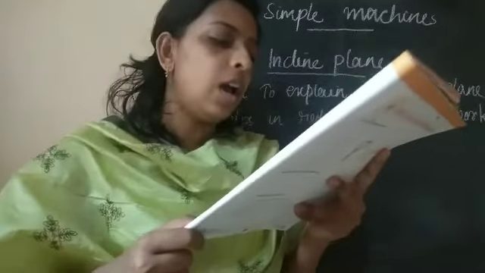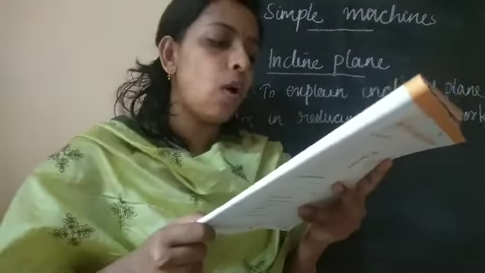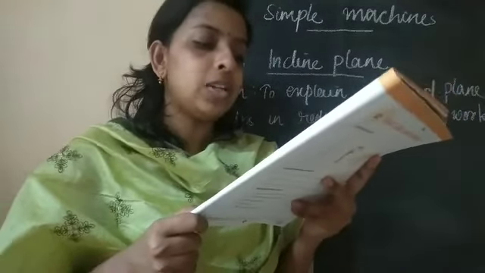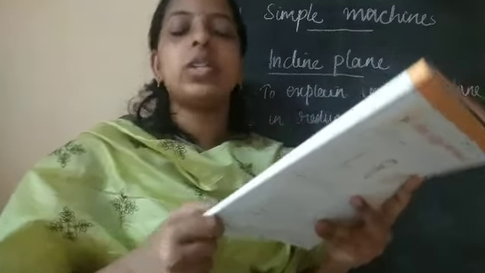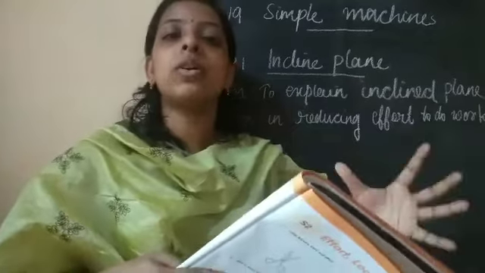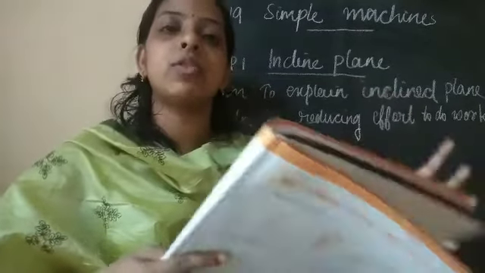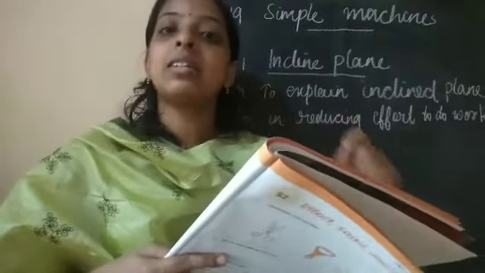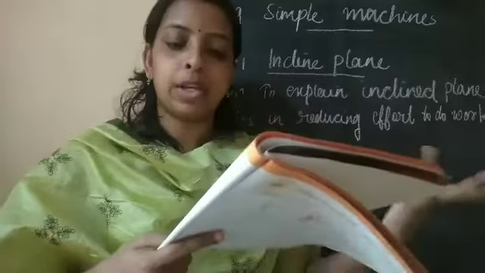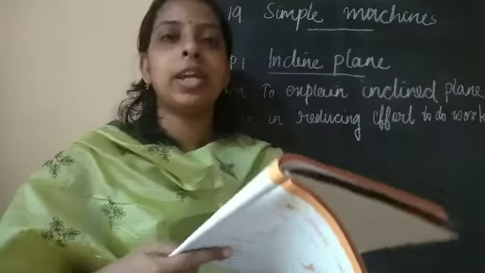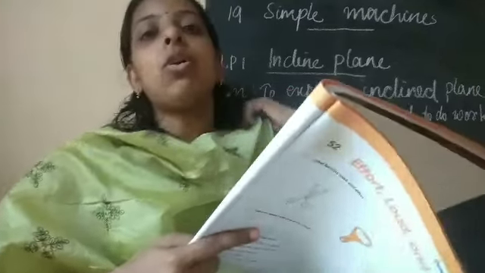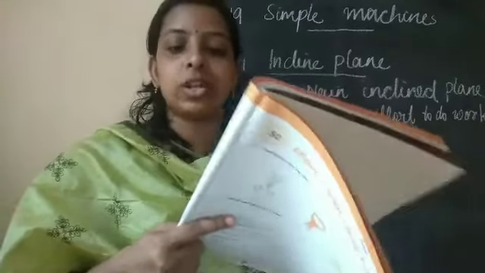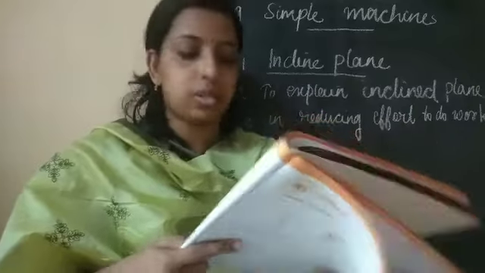Third question: why is it easier to walk up a hill by taking a winding road than to walk on a straight road? In the case of winding roads, we have to exert very less effort compared to the straight road. Okay, winding means some slanting like an inclined plane, so with less effort, but on a straight road more effort is required.